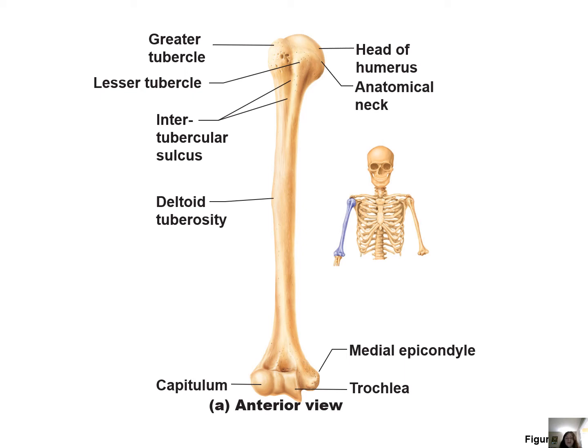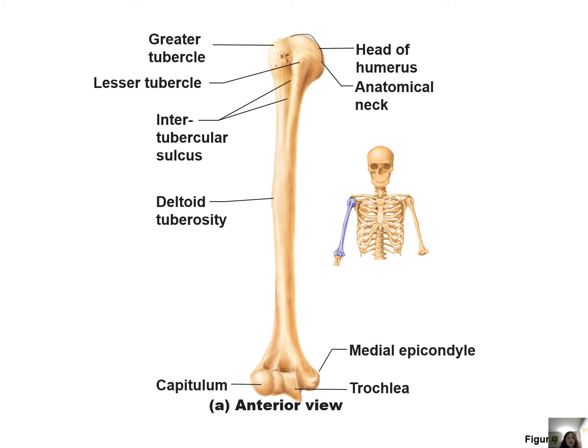Okay, so the humerus, this is the bone of the arm, between the pectoral girdle and the elbow joint, and there are a number of anatomical features that I would like to point out to you. The head of the humerus is what fits into the glenoid cavity of the scapula, so that's what actually forms the attachment between the humerus and the pectoral girdle with the scapula.